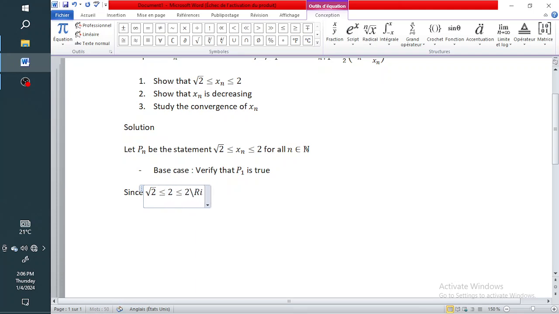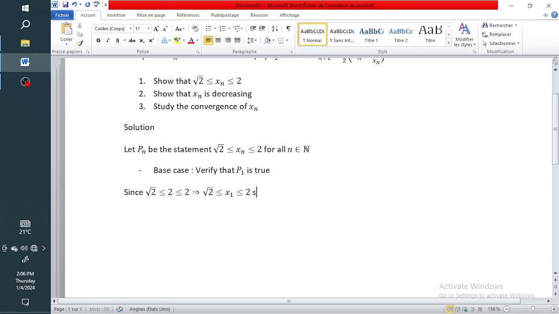Now I am going to replace the 2 at the center with x1. So I get the square root of 2 is less than or equal to x1 less than or equal to 2. So P1 is true, since P1 is simply the statement root 2 is less than or equal to x1 less than or equal to 2.